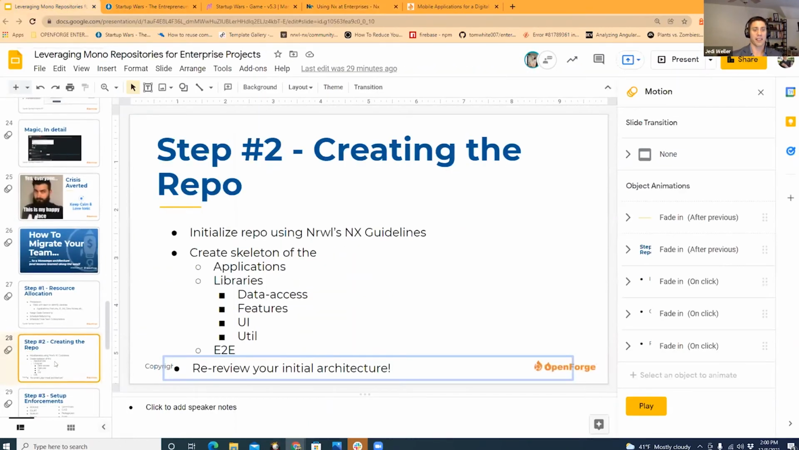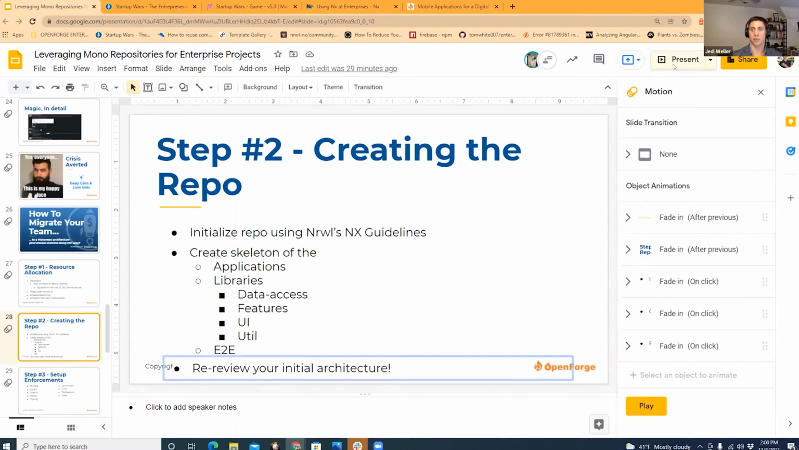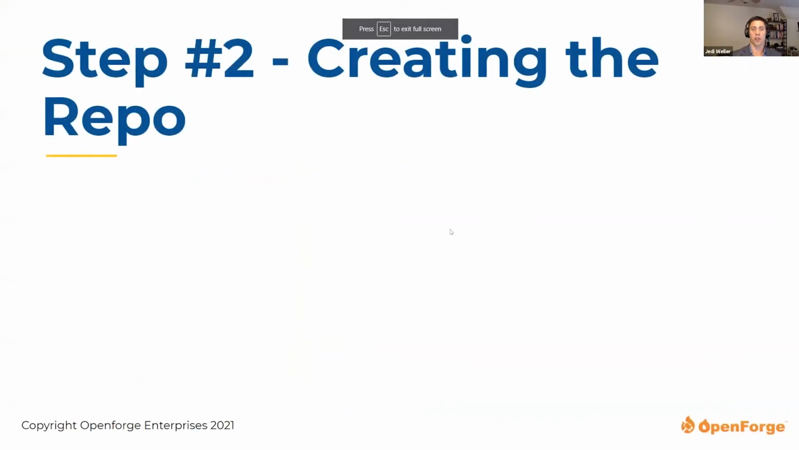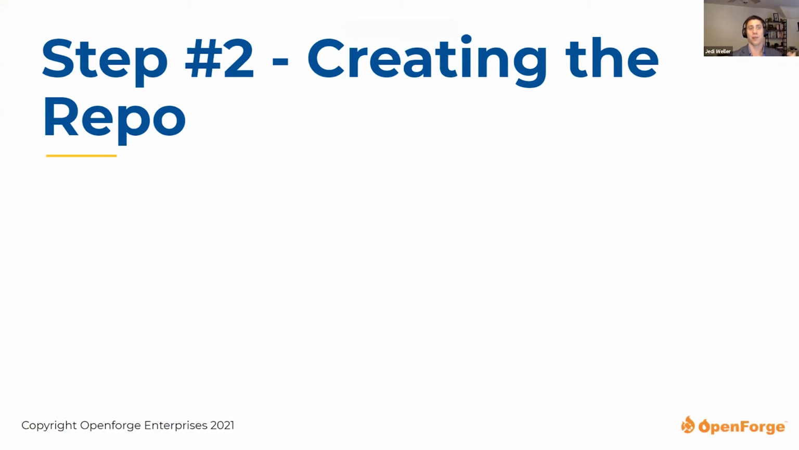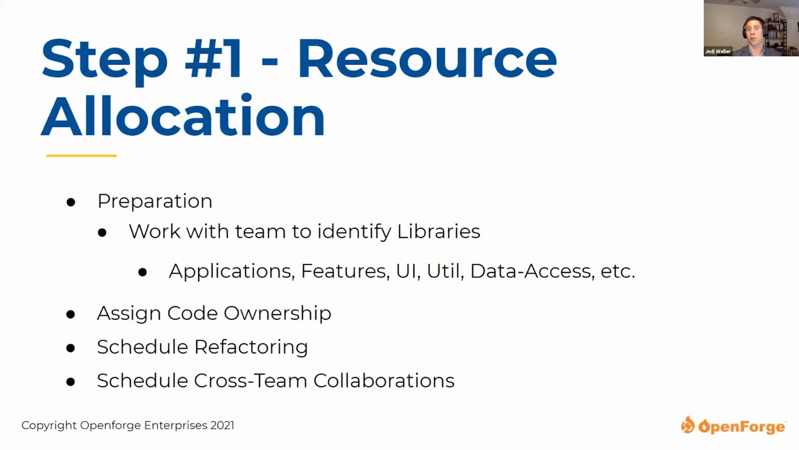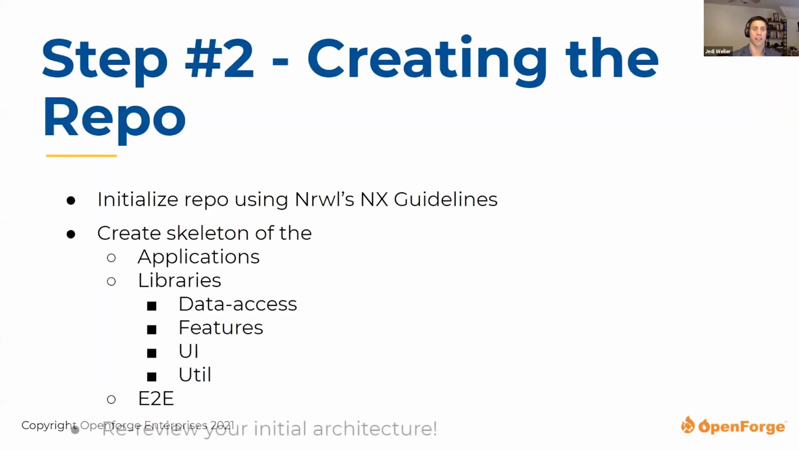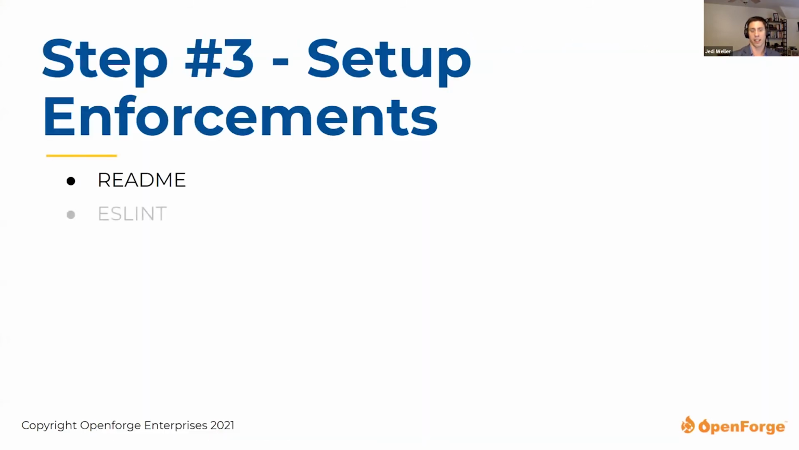That ties into this last bullet here, which is to make sure to re-review your initial architecture. After somebody actually creates the repo, go back to step 1 and make sure that you actually had it right the first time. Likely you did not, and that's okay, because software development is an ever-growing and ever-evolving cycle.